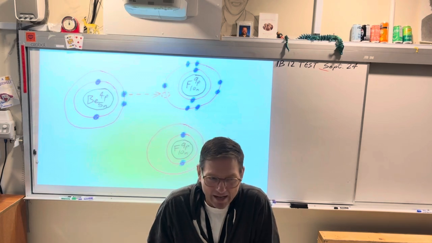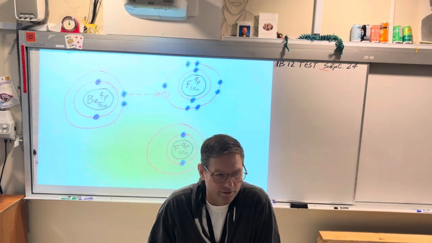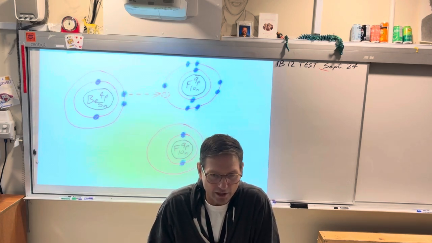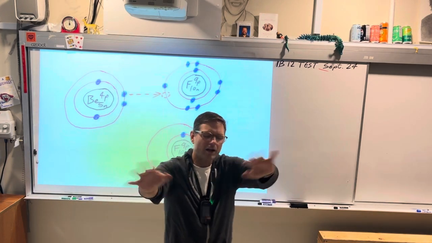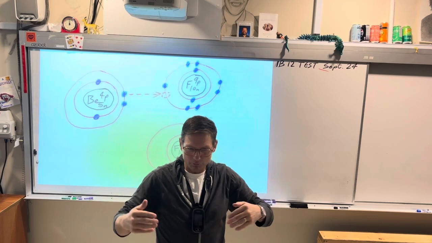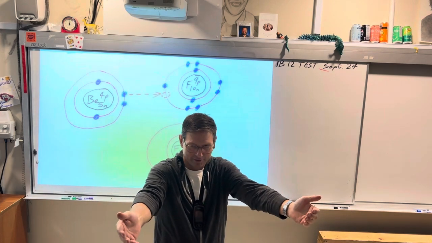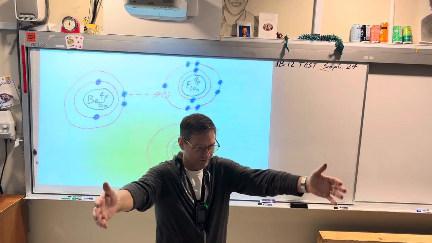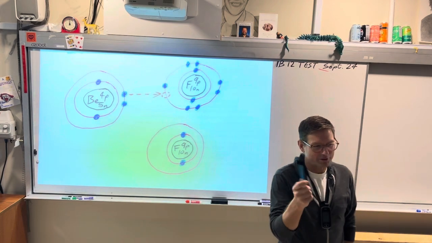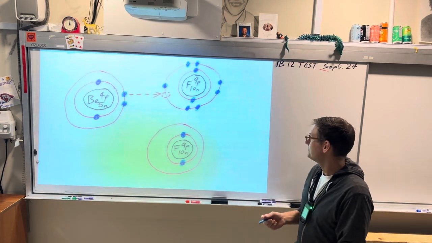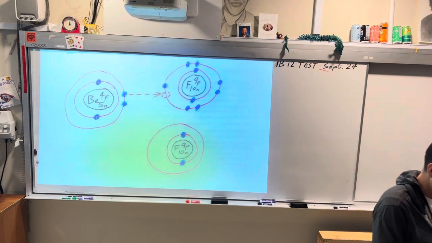So every atom wants what? A full outer shell. Say it with me. Every atom wants a full outer shell. Okay, good. That's the golden rule of chemistry. That's not a real thing, I just made it up. But, you know, it's helpful.